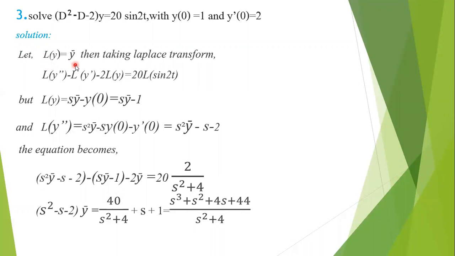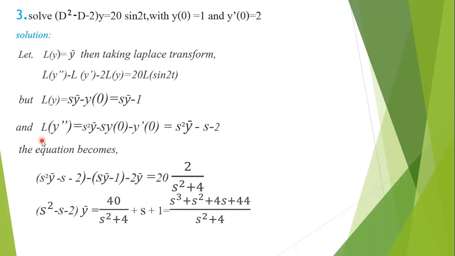Now we will be taking Laplace transform on both the sides. By using the property of Laplace transform of derivative, we get Laplace of y double dash minus Laplace of y dash minus 2 into Laplace of y is equal to 20 into Laplace of sine 2t. We know that Laplace of y dash is equal to s into y bar minus y of 0, which is equal to s into y bar minus 1, because y of 0 is equal to 1.